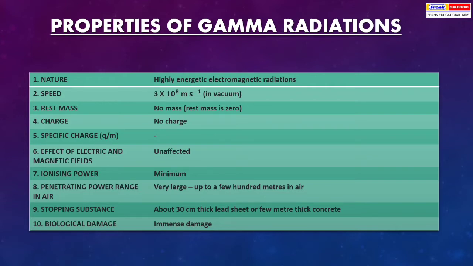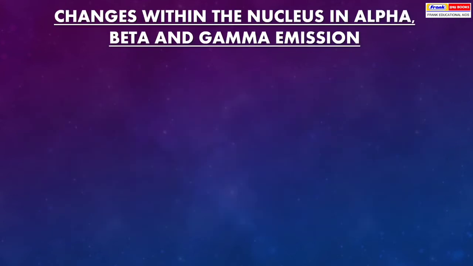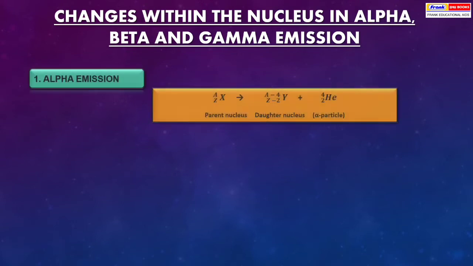Biological damage: immense damage. Changes within the nucleus in alpha, beta, and gamma emission. Alpha emission: parent nucleus X with mass number A and atomic number Z gives daughter nucleus Y with mass number A-4 and atomic number Z-2 plus helium-4 as an alpha particle.